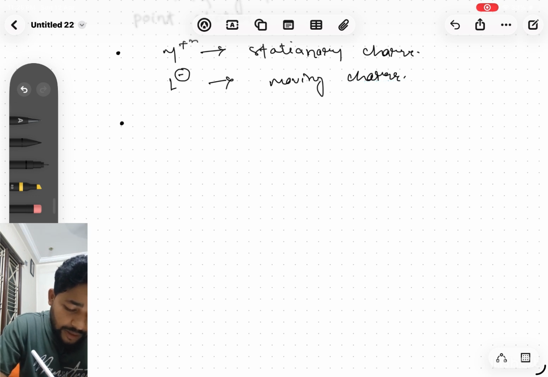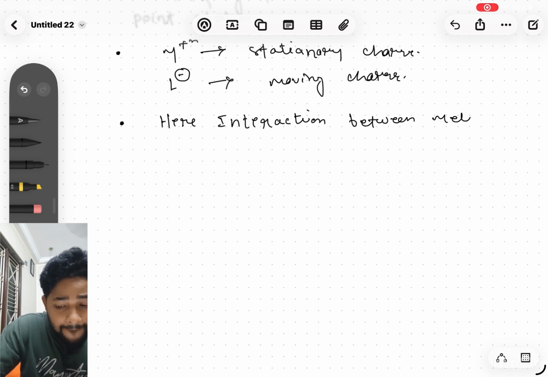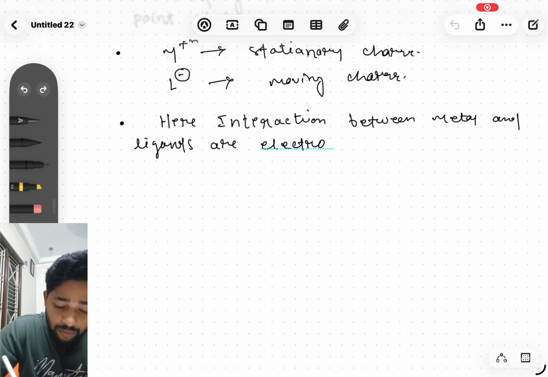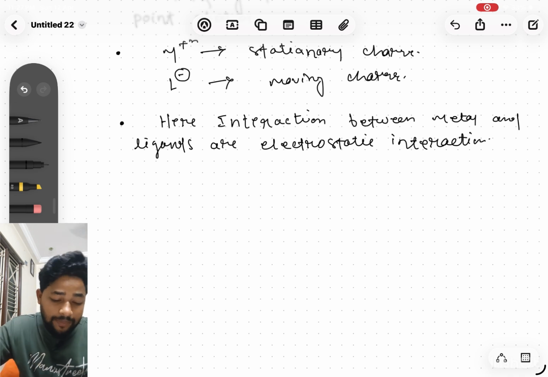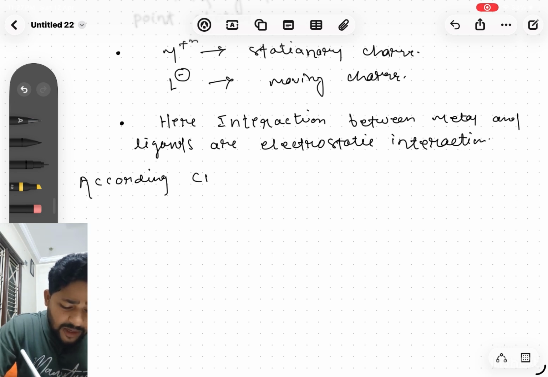Now see, the interaction between that metal and ligand is known as electrostatic interaction. Okay, the interaction between metal and ligands is electrostatic interaction. Okay, now see, according to CFT.